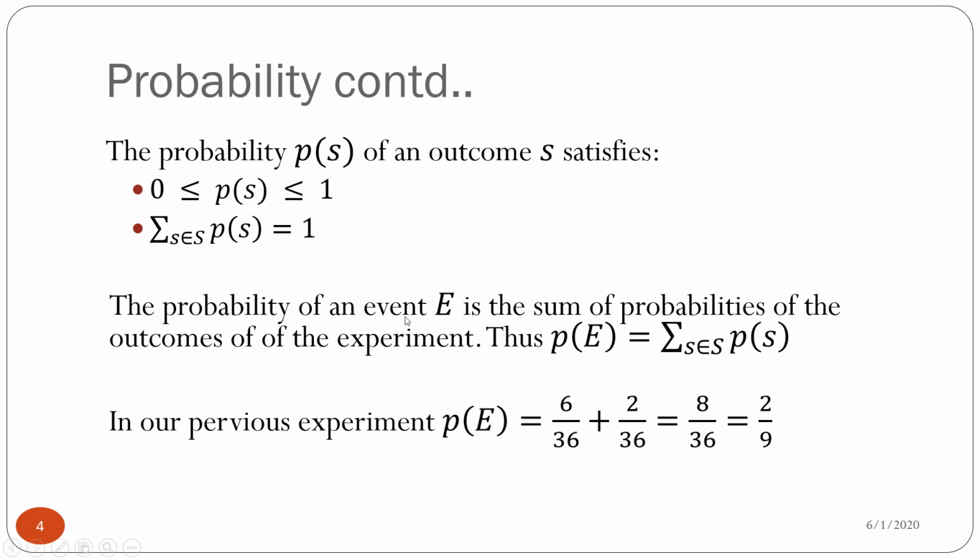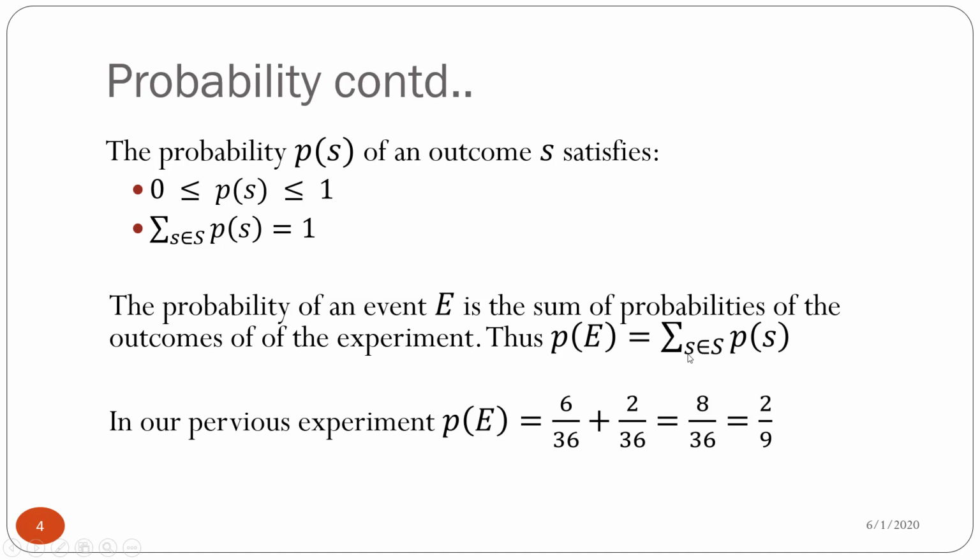Now, what is the probability of an event? Assuming that our event has more than one outcome, as in the previous example, how should we find the probability of an event which has more than one outcome? The probability of an event E is equal to the sum of the probabilities of each outcome. So P(E), the probability of the event, is equal to the summation, which means you have to add the probability of each outcome.